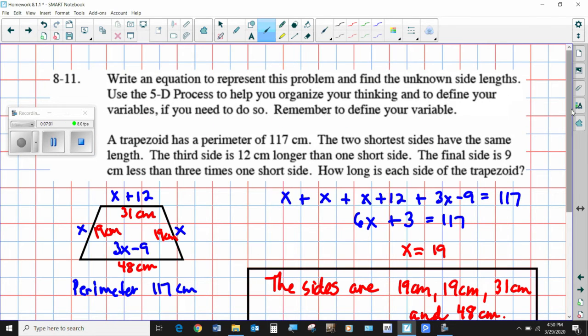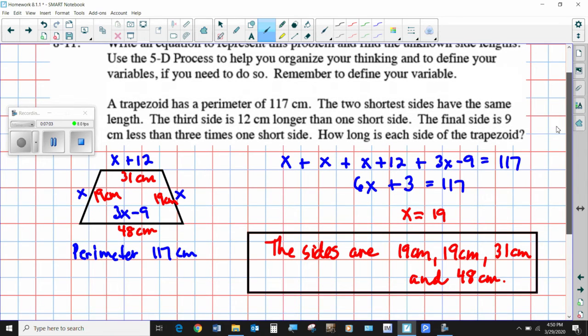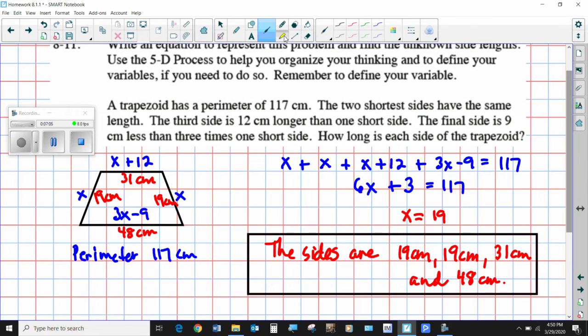Here we have a 5D process, kind of a word problem. A trapezoid has a perimeter of 117 centimeters. The two shortest sides have the same side length. So it's a trapezoid, so the two shortest sides, we'll call these on the side. We're going to say they're the same, so those are both x's. And then the third side is 12 more than one short side.